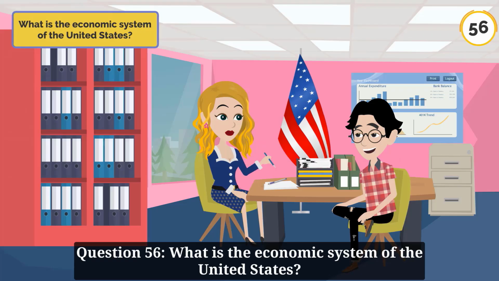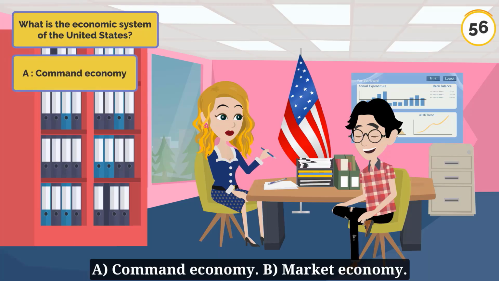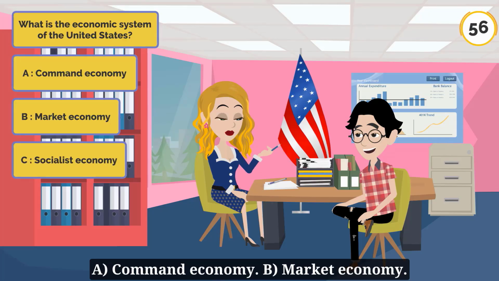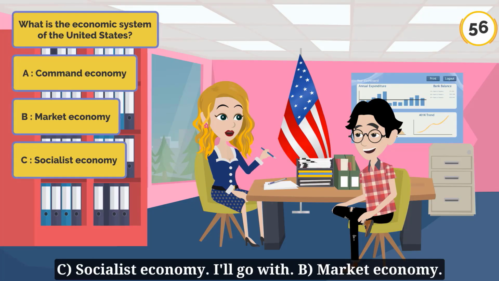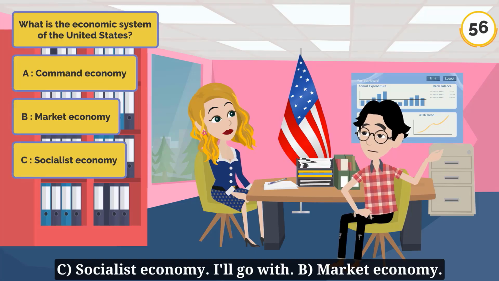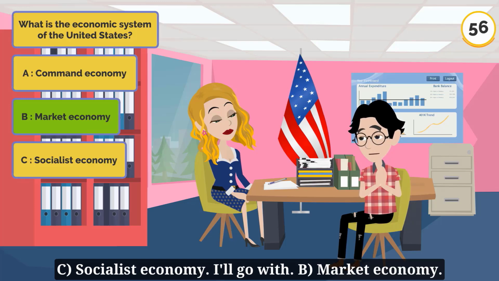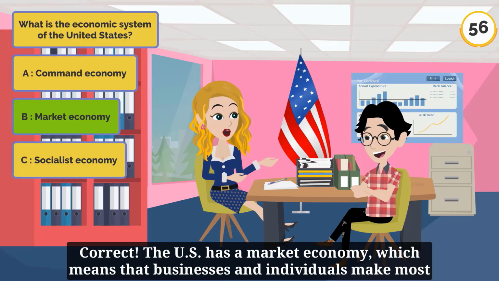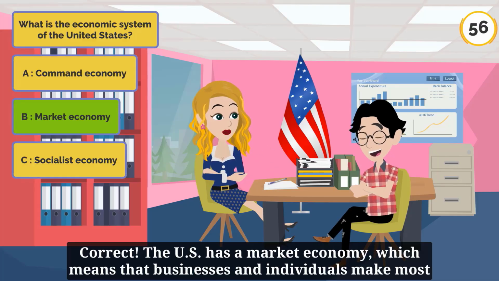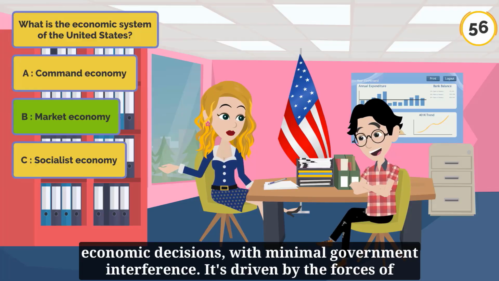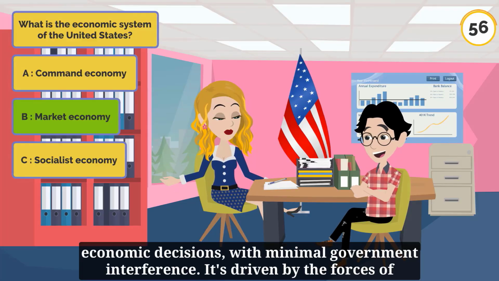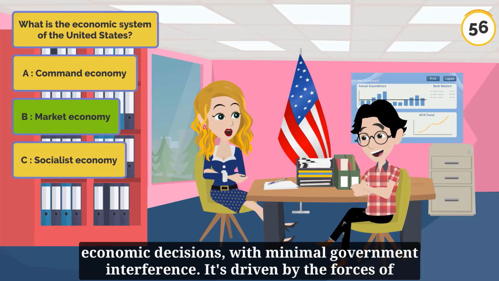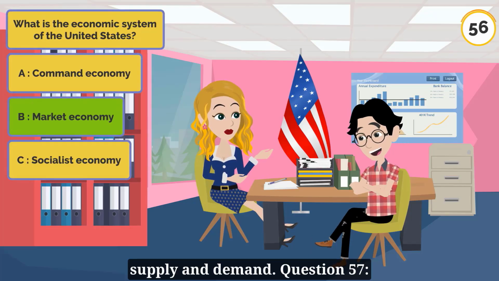Question 56. What is the economic system of the United States? A. Command economy. B. Market economy. C. Socialist economy. I'll go with B. Market economy. Correct. The U.S. has a market economy, which means that businesses and individuals make most economic decisions with minimal government interference. It's driven by the forces of supply and demand.